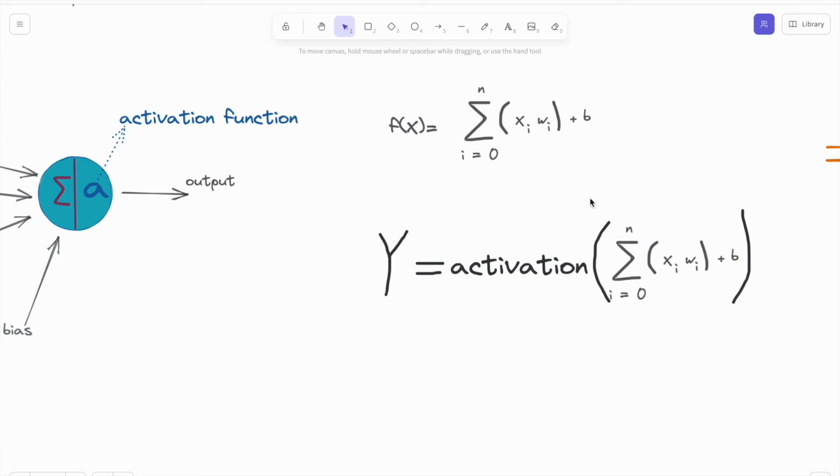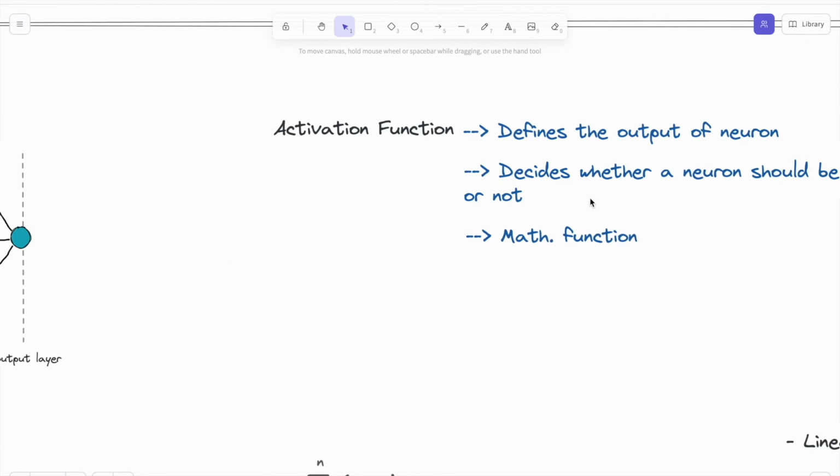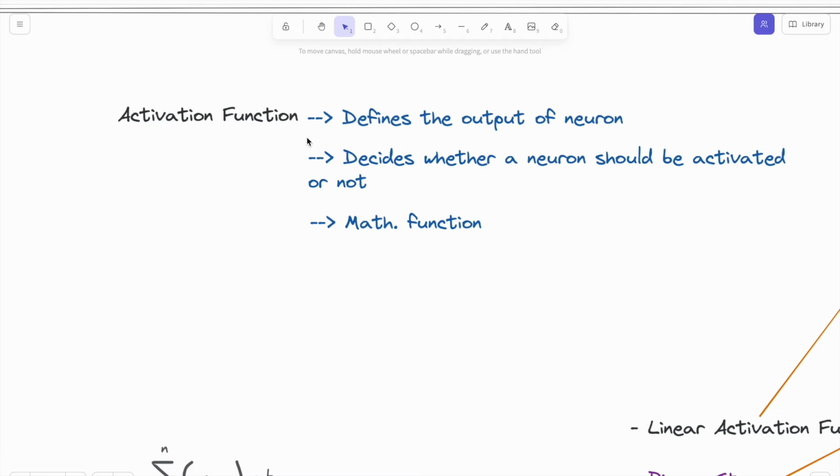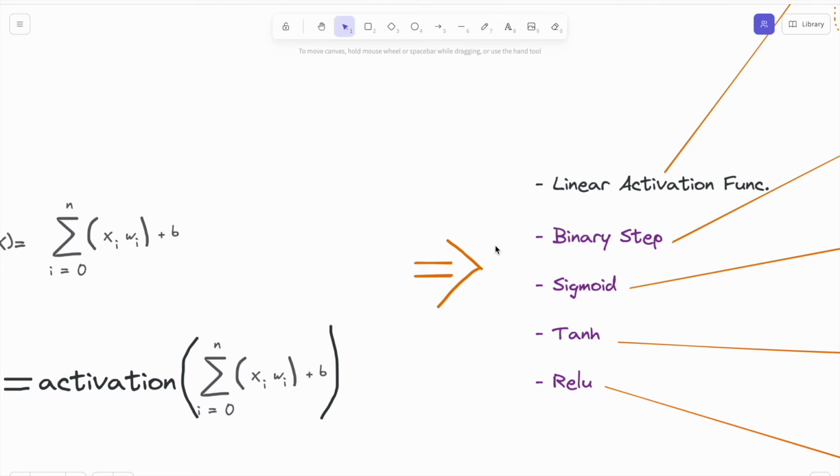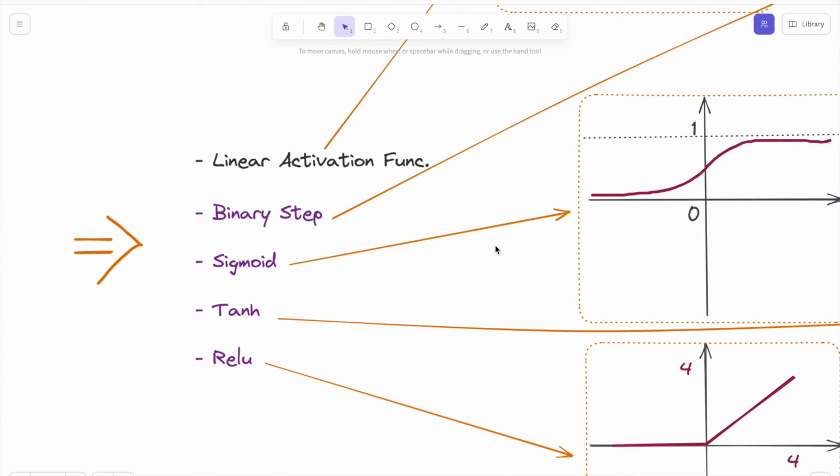But what is activation function? If we look at the definitions, we will see that activation function defines the output of neuron. Or we can say activation function decides whether a neuron should be activated or not. So it's basically a mathematical function. Of course, there are different types, and they are quite important in the neural network structure. Let's look at them. These are the major common ones: linear activation function, binary step, sigmoid, tanh, ReLU, and more. Let's look at them one by one.